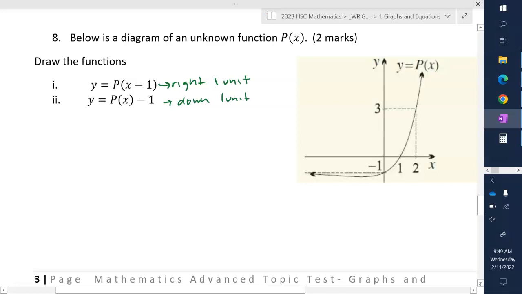I move this one right 1 unit. I'm going to cut through here. It's going to look like that. That's my p of x minus 1.